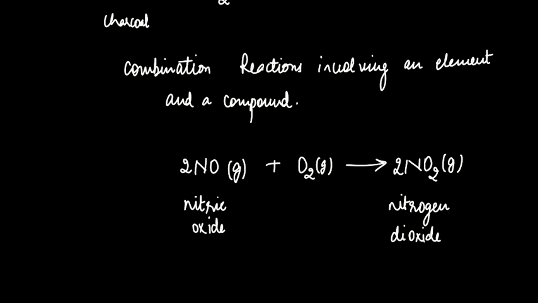And please do remember, wherever you produce or find nitrogen dioxide, it has a property of showing brown fumes. Nitrogen dioxide, wherever formed, will always give brown fumes. Otherwise, nitric oxide is colorless, but this is a colored gas.